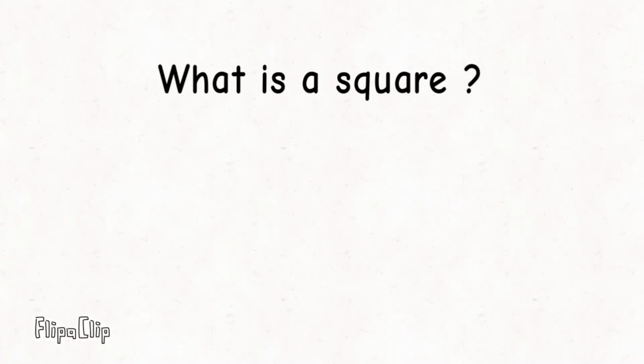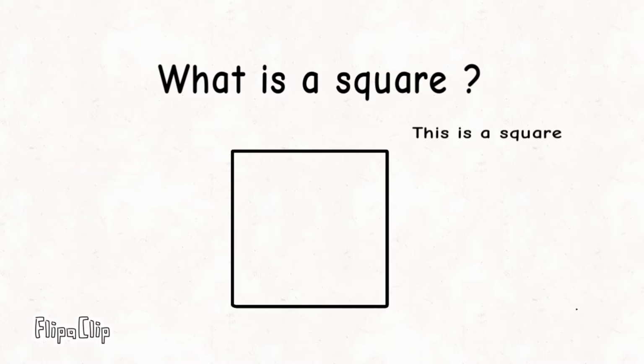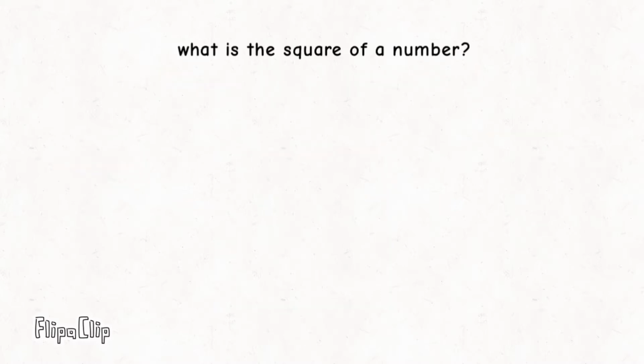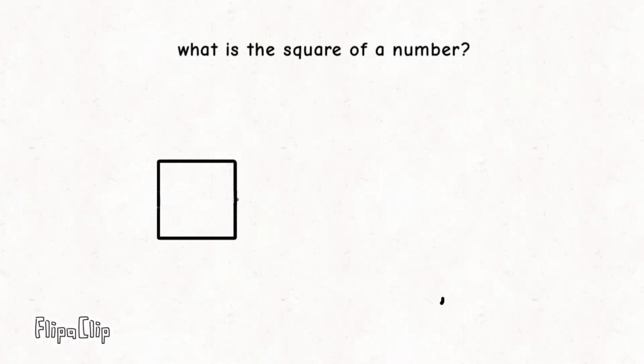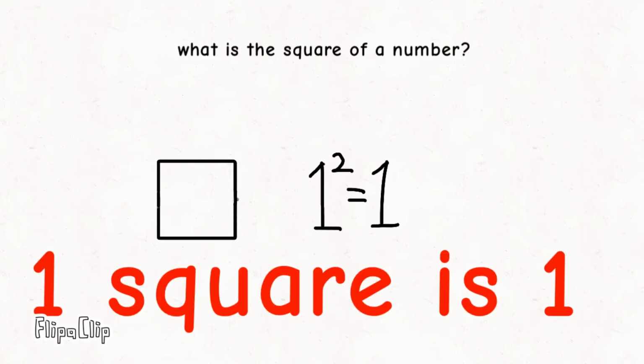We will begin this video by simply asking what is a square. Pretty straightforward, that's the answer, and that is what a square is. Now we will ask another question. What is the square of a number? Interesting, isn't it? Okay, so let's just take this simple square. It's 1 square. So we just say 1 square is 1.